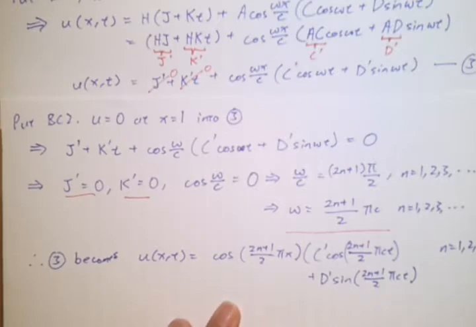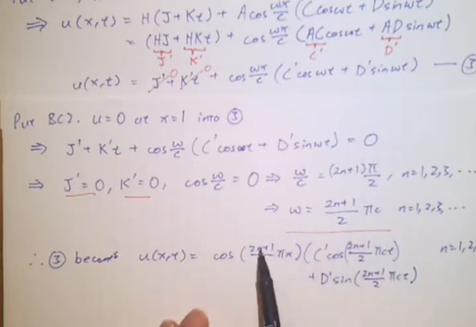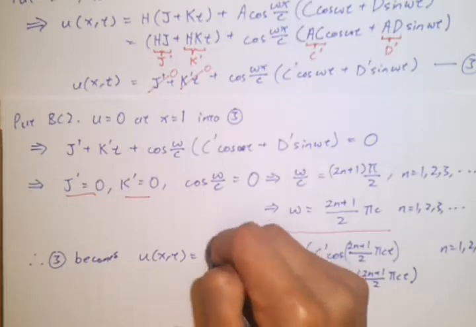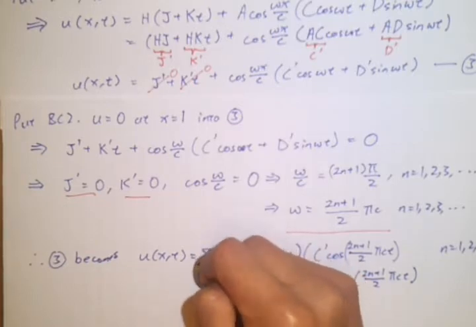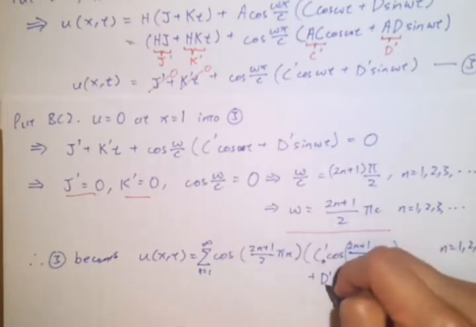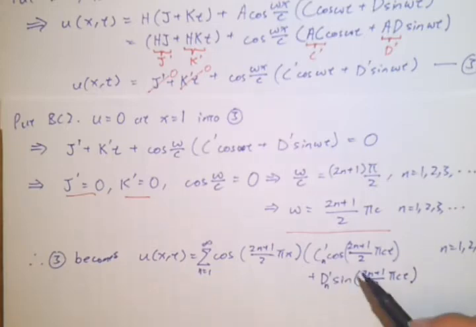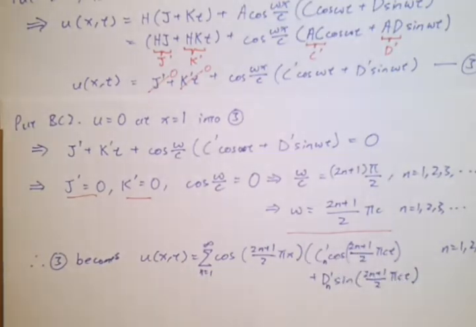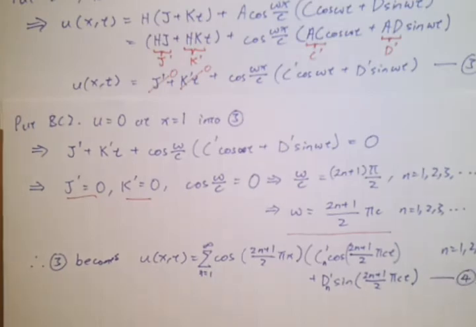So again, n equals 1 gives you one solution. You put n equals 2 inside here, it gives you another solution. You put n equals 3 inside here, it gives you another solution. So you have many solutions. As explained before, when you have many solutions, take all of them, so we sum them all up, n equals 1 to infinity. Remember your coefficients, c prime and d prime, depend on what value of n you put inside. So this becomes your updated solution, solution 4.